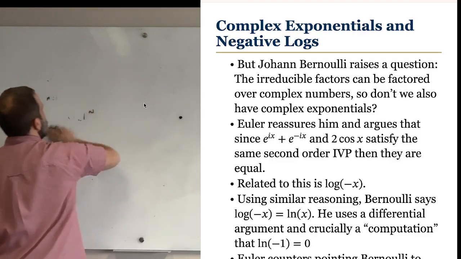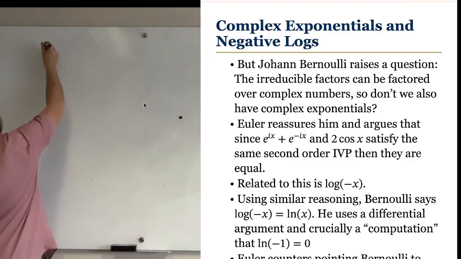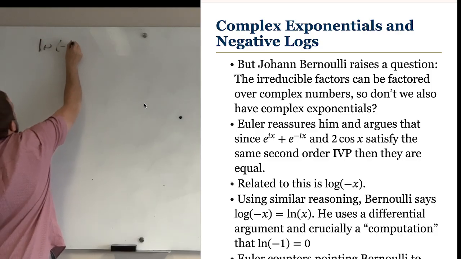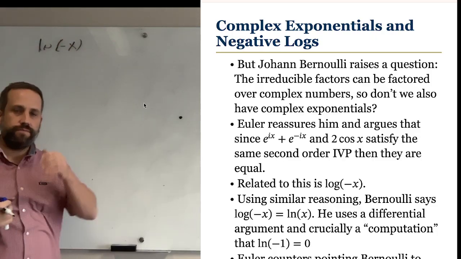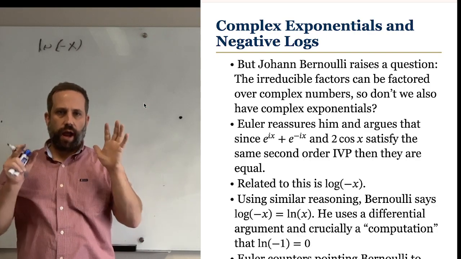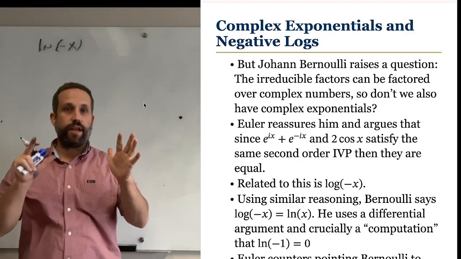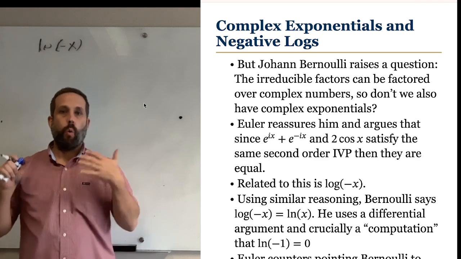But now there had been an ongoing dispute about what is the natural log of minus x, where we're assuming here x is positive. Strictly speaking, naively, or based on the fundamental ways we think about logs, this doesn't make sense. Why doesn't it make sense?